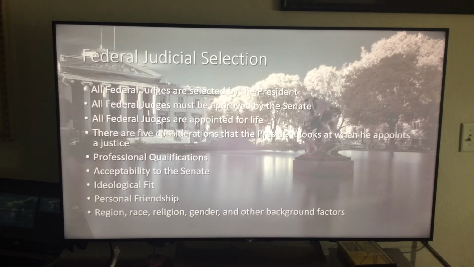And then region, race, religion, gender, and other background factors. If I'm president and I pick somebody that's a woman, hopefully that will get more women to vote for me. So presidents take these factors into consideration as well.